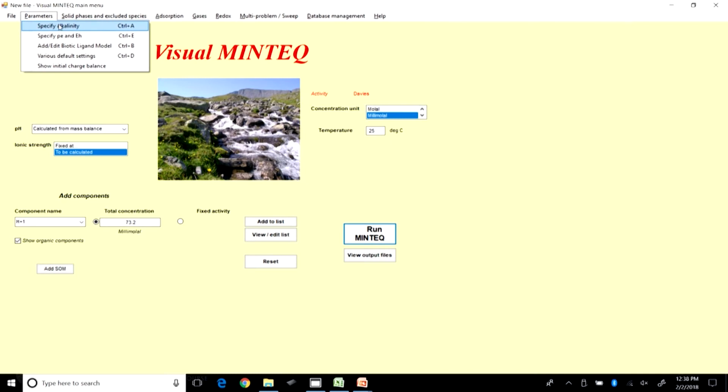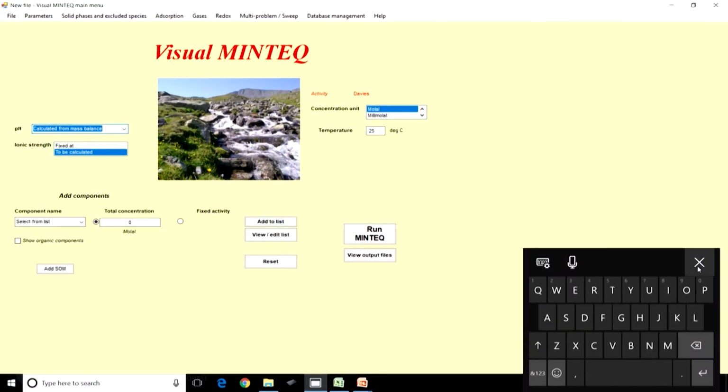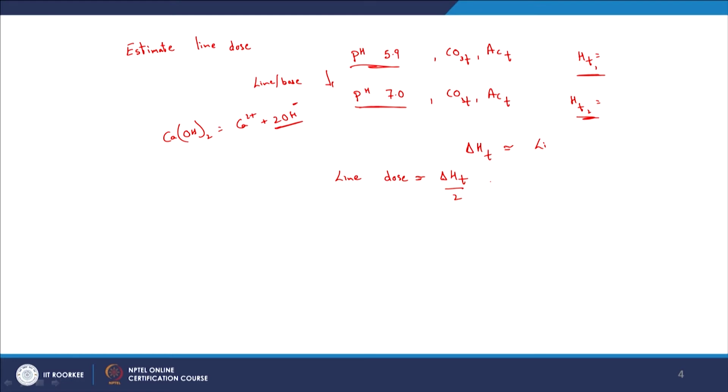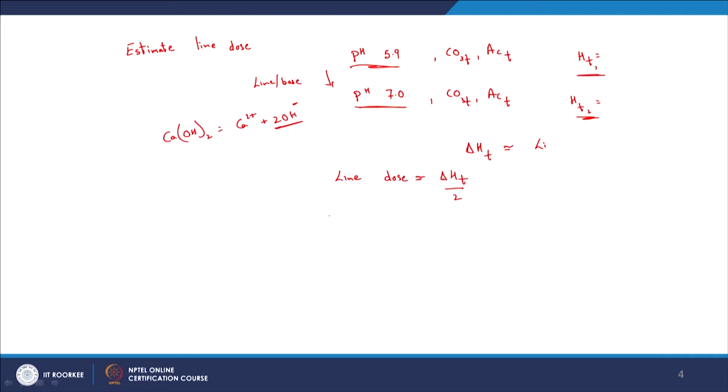Did I specify any alkalinity? Okay, I specified alkalinity to be on the safer side. I'm going to restart Visual MINTEQ. Okay, now we are back to Visual MINTEQ, and let's look at our particular values here. What are our CO3 total and state total? CO3 total is still 0.0414. So I'm going to write that down here.